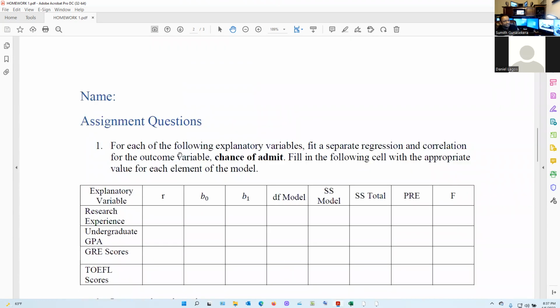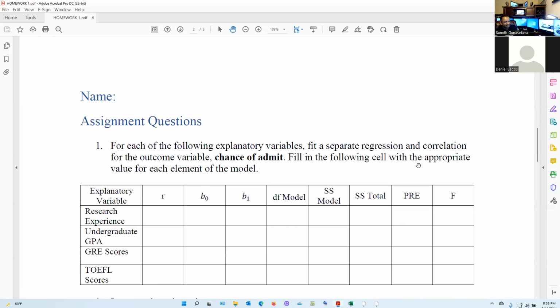So let's see, for each of the following explanatory variables, one at a time: research experience, undergraduate GPA, GRE, TOEFL score. Fit a separate regression and correlation for the outcome variable. Chance of admit would be your response variable, explained by one variable at a time. Sometimes research experience is categorical. If it is categorical, how are you going to do that? If it is undergraduate GPA, it's quantitative. This one, quantitative. This one again, quantitative.